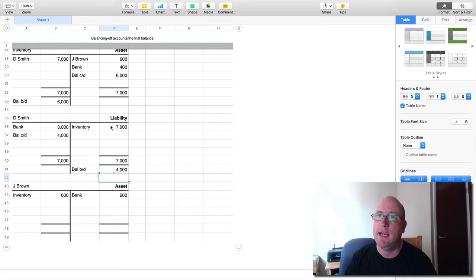So again, we can see we had £7,000, excuse me, on the credit side. That's been reduced by 3,000. So we've got 4,000 balance left to carry down, to bring down.